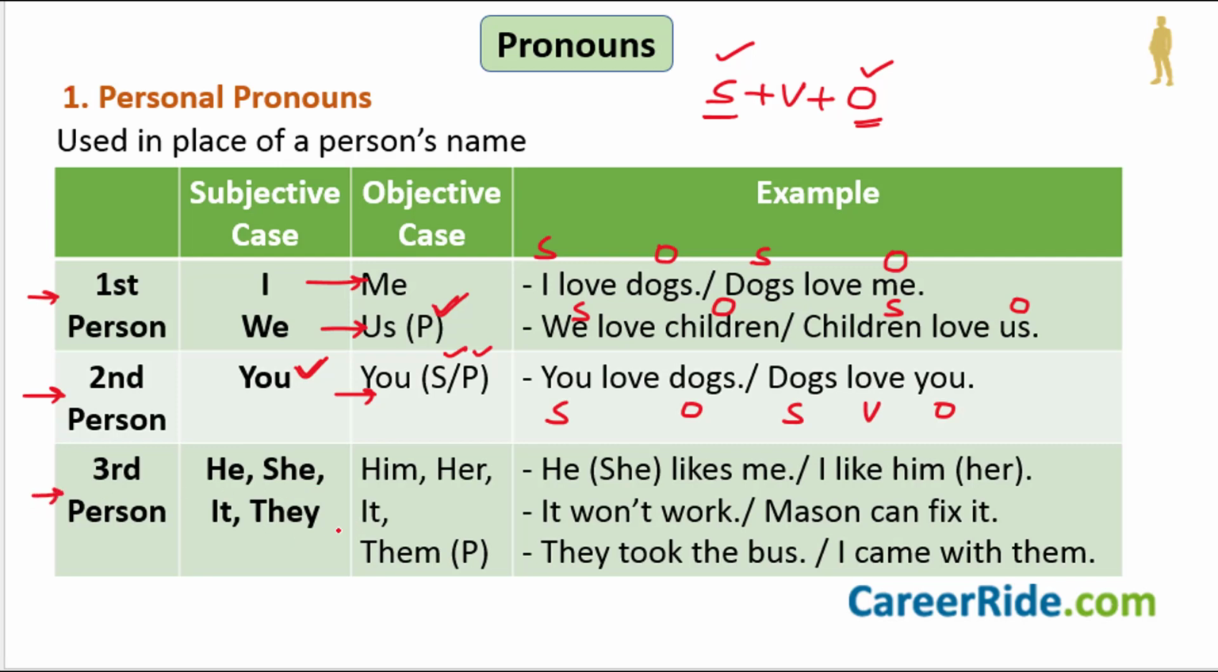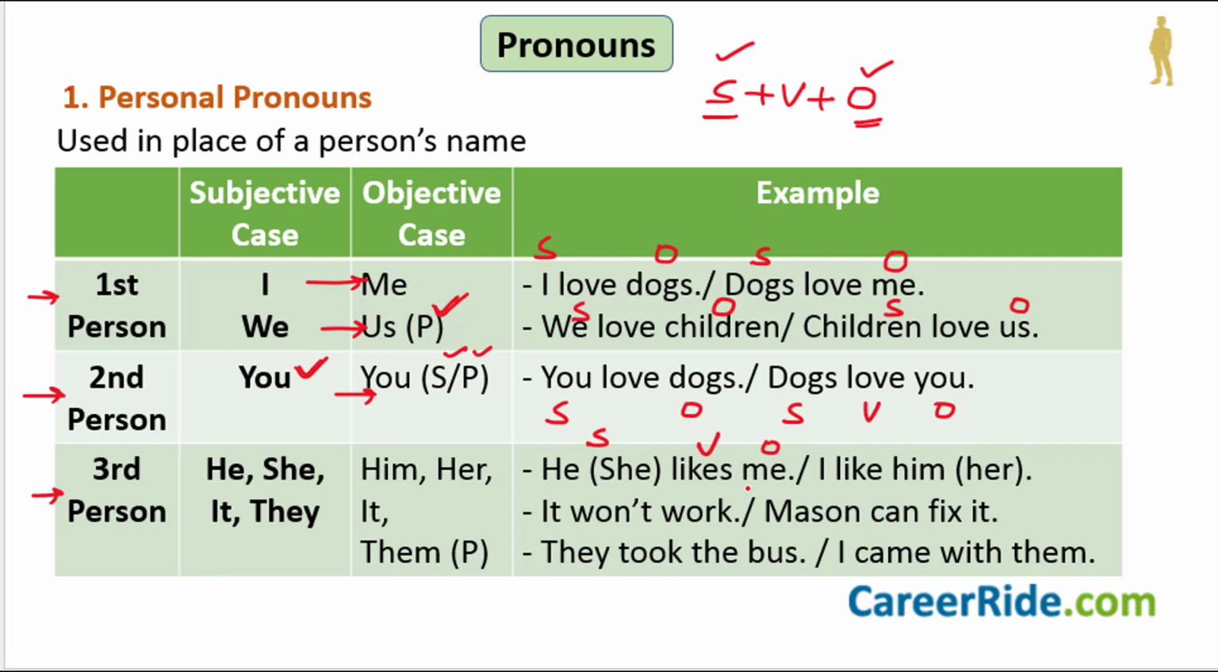Similarly for the third person, he, she, it, they. This is how we refer to the third person in the subjective case, right? But when we try to convert into the object, it becomes him, her, it, them. Them is always in the plural form, because we are talking about many people here, okay? Let's see these examples. He or she likes me. He or she is what? It's a subject here. Likes is the verb here and me is the object here.